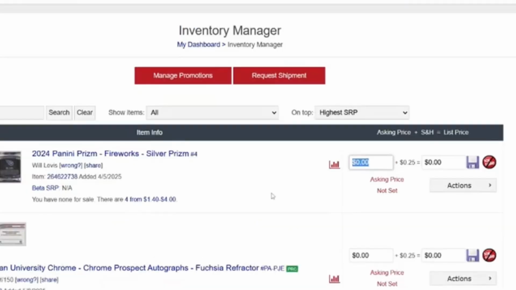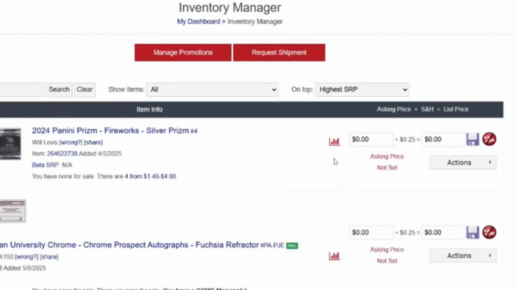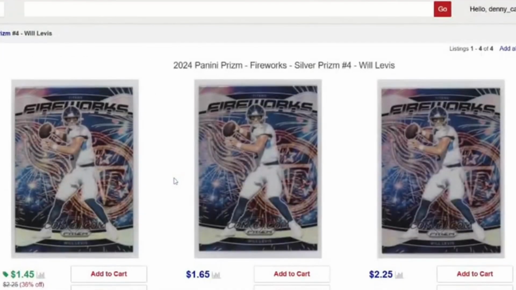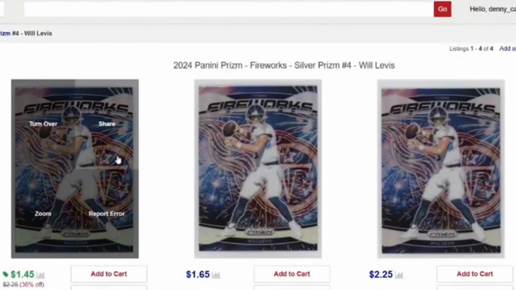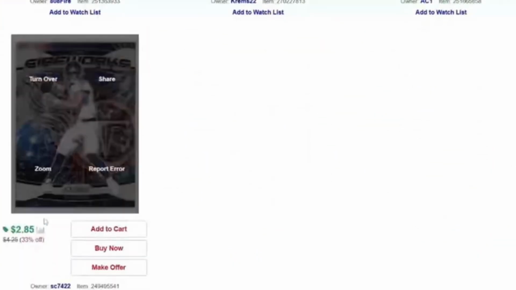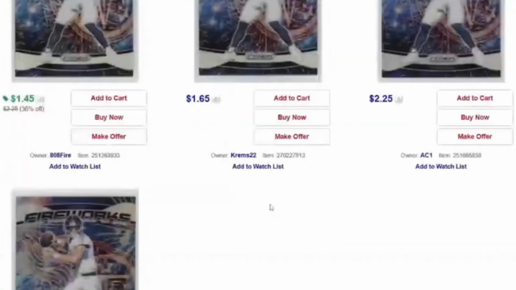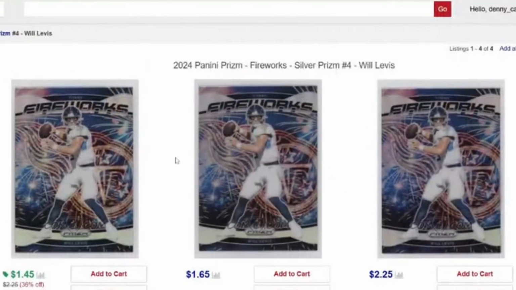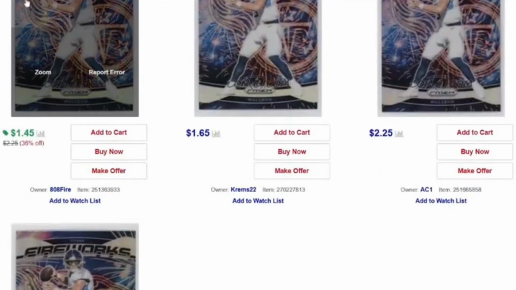So it looks like, how is that the highest? It says 0. So Will Levis, Fireworks, Prism. What I want to do is, it says you have none for sale. There are 4 from $1.40 to $4. So if I click here, it looks like here's one for $1.45, $1.65, $2.25, $2.85. So what I want to do, I think, is I don't want to undercut every single time, but if it is a common card like this, there are only 4 of them up right now.